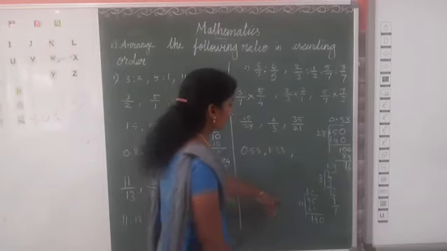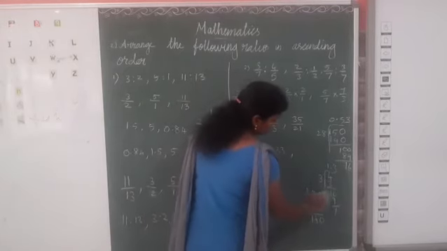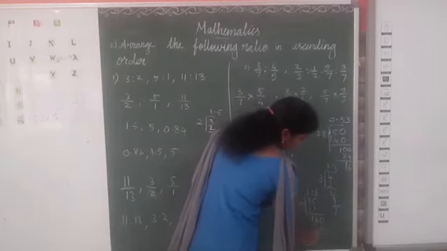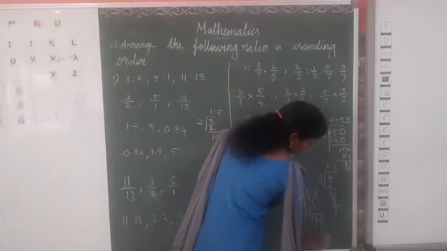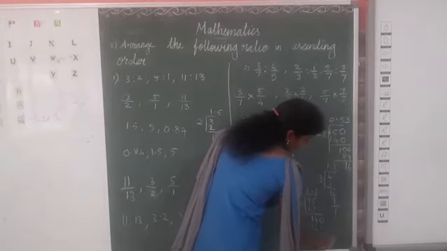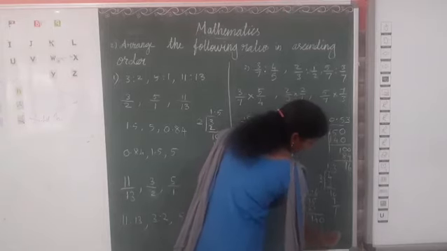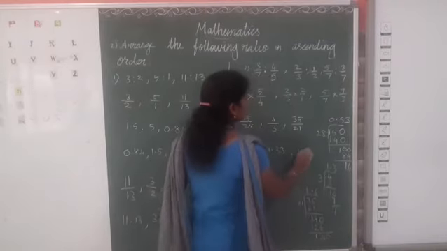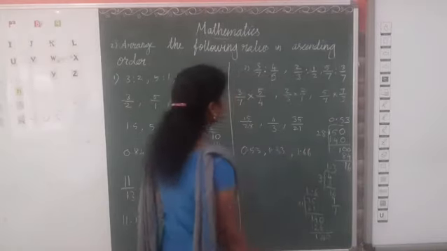Now 4, 5, 6 times means 6 times 6, 126. 10 minus 4, here 1. 140, isn't it? Again 140 will get. Isn't it? Then 1.66. Okay, now which is small?